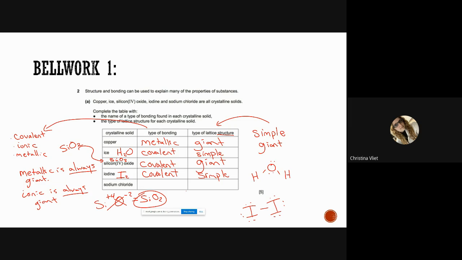Sodium chloride is salt. Covalent or ionic? Ionic. Metal and non-metal. And ionics are always giant. And that's something you should learn. Ionics are always giant, which means they'll have high melting points as a result because they're giant. Giant structures have high melting points. Okay. That was the first 5 marks.